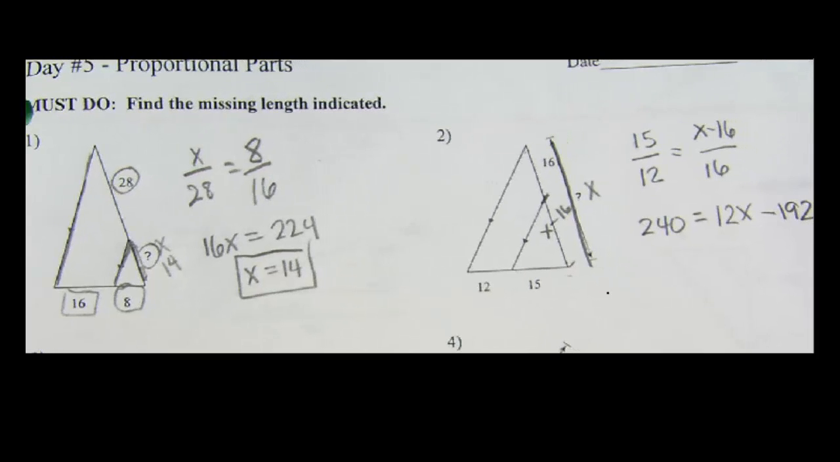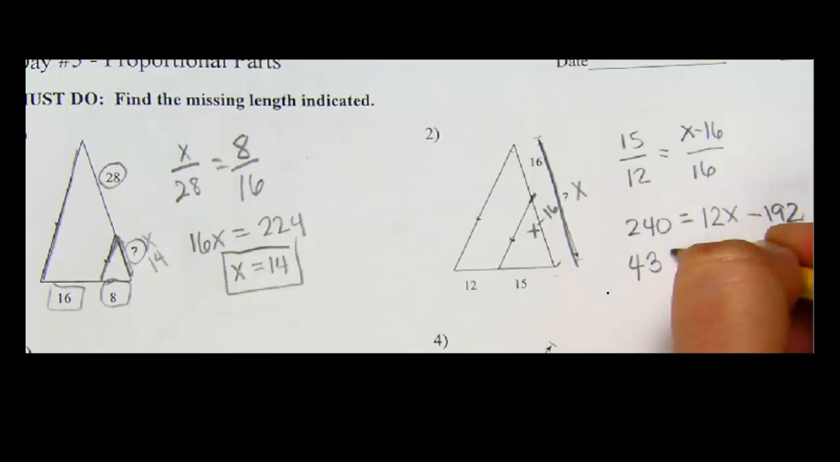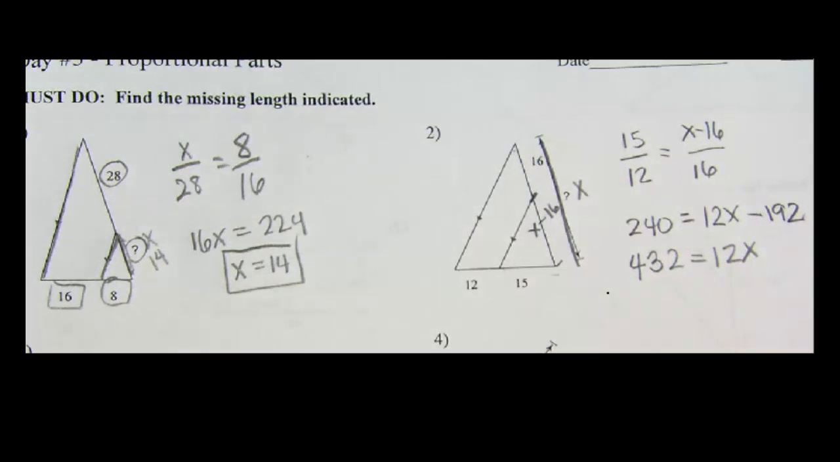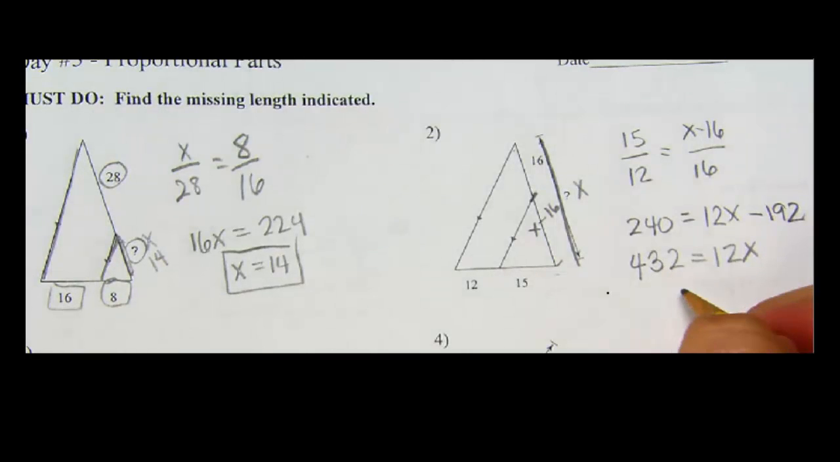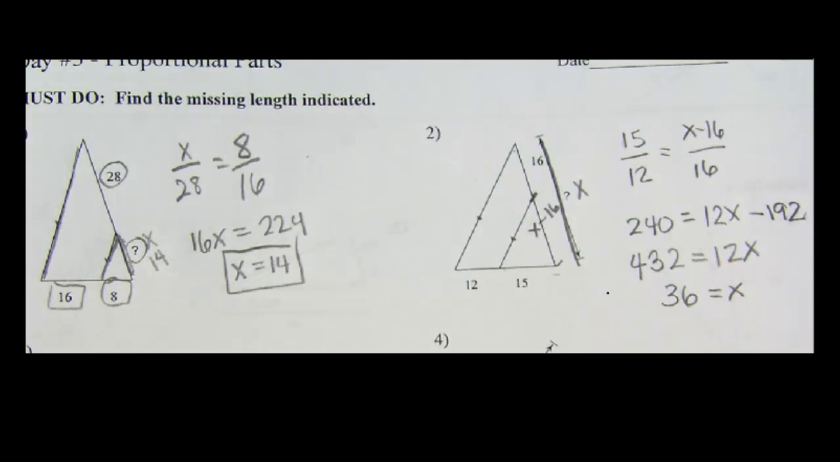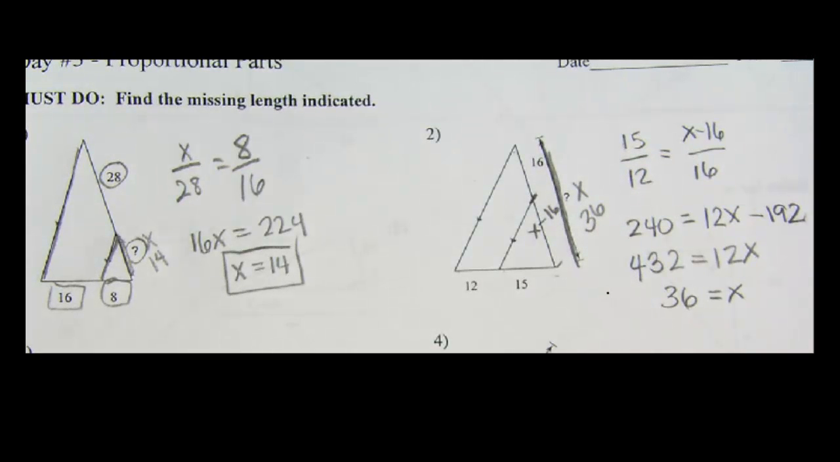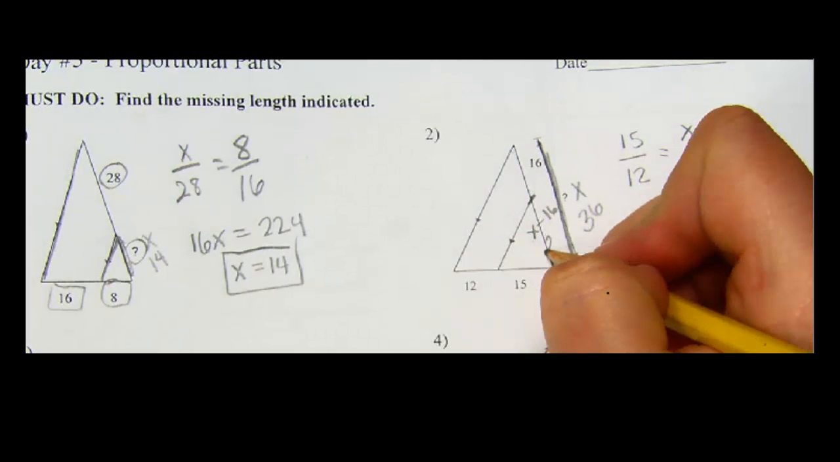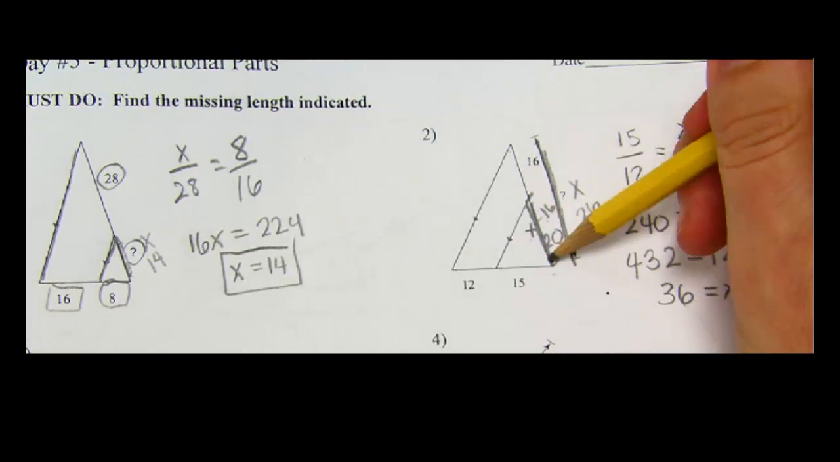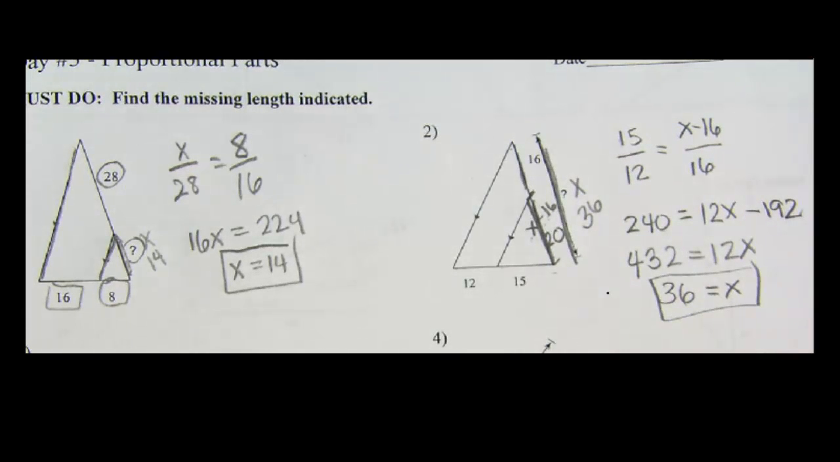Now, what I'll do next is go ahead and add the 192 to both sides. So 240 plus 192 gives me 432. And then I can go ahead and divide both sides by 12, and x turns out to be 36. Now, go back to the problem. Make sure that you know what you're looking for. X is this whole length right here, that's 36. And then if you're trying to see if your problem makes sense, if you take 36 and subtract 16, you get 20. So this piece right here is 20, this piece is 16, and the whole thing is 36.